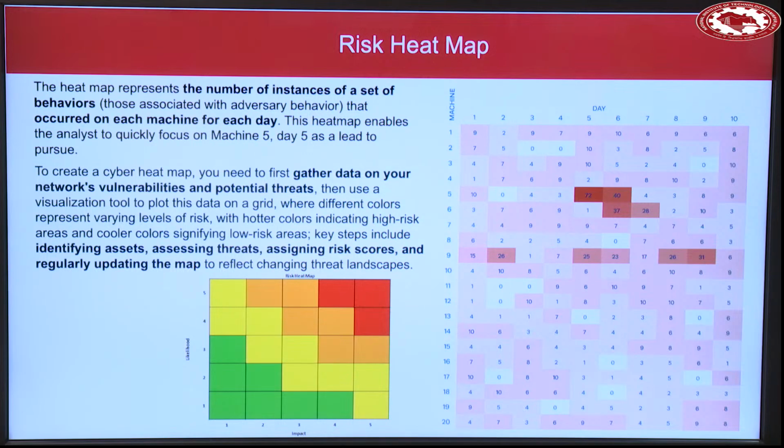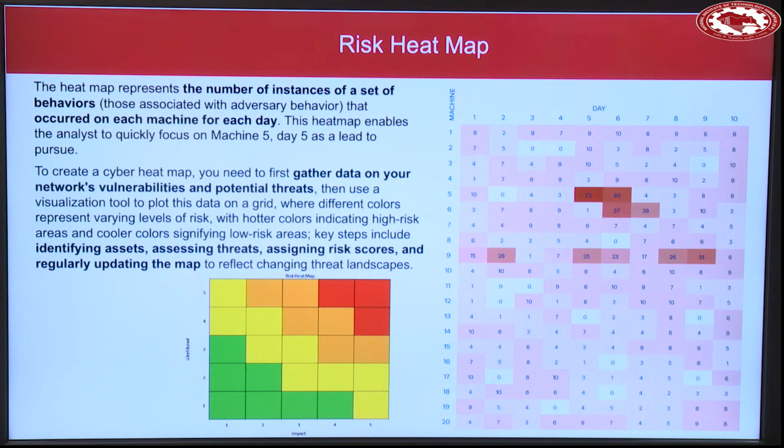And then there are a number of applications you can think of to design heat maps for. Right? So if I just read it, the heat map represents the number of instances of a set of behaviors that occurred on each machine each day in this example. This heat map enables the analyst to quickly focus on, for example, in this case, machine 5, day 5, which is 72, the darkest number. So out of these, this particular machine is more critical.